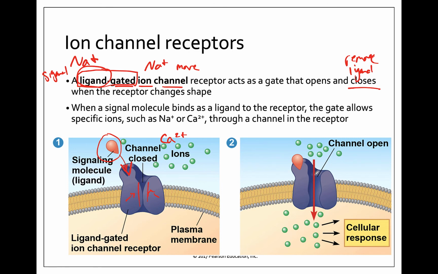And once the channel's open, the protein doesn't actually have to do anything. The calcium can just move from an area of high concentration to an area of low concentration until it reaches dynamic equilibrium, or until this ligand is removed, and once that's removed, it will close up again. And so the thing that causes the cascade now is this influx of ions is now going to trigger some type of pathway or cellular response.